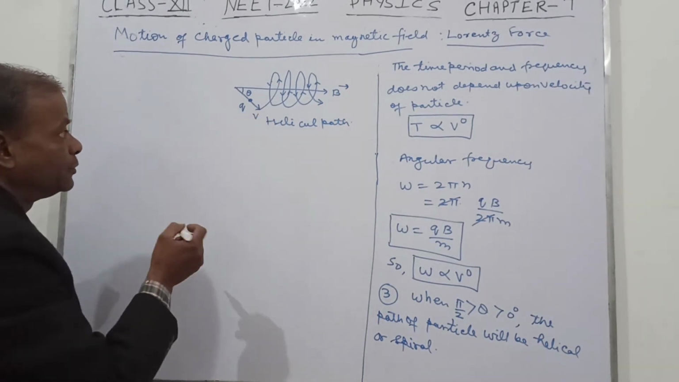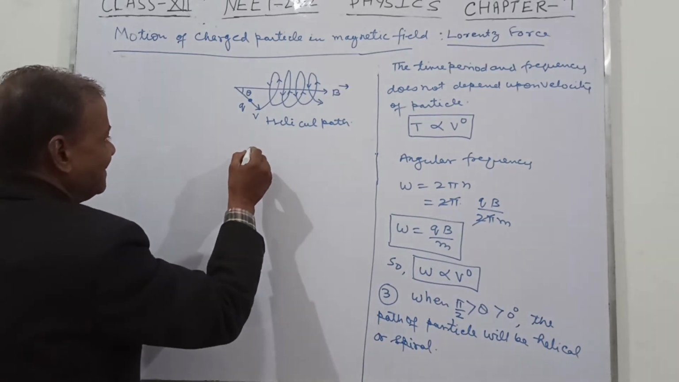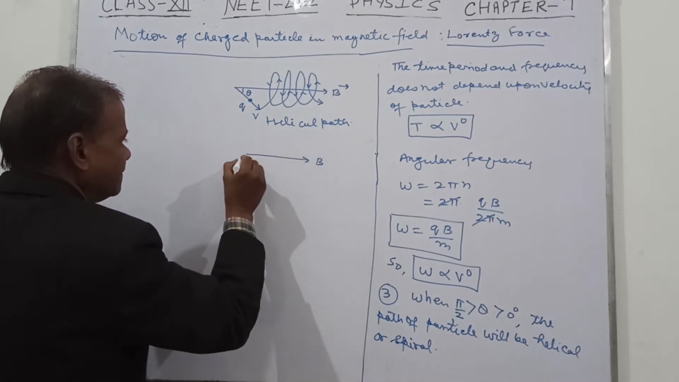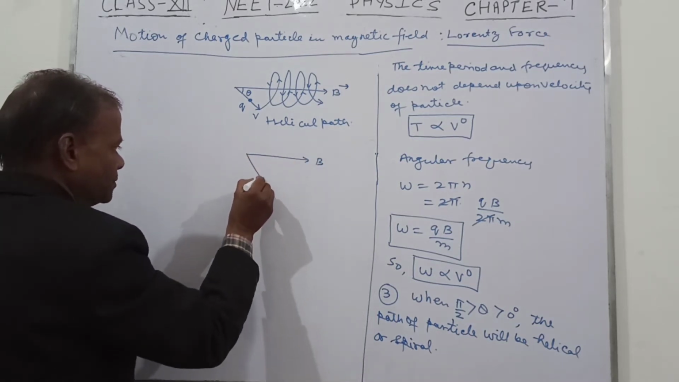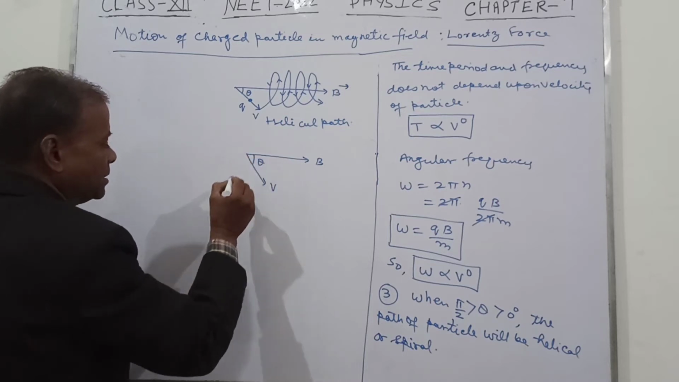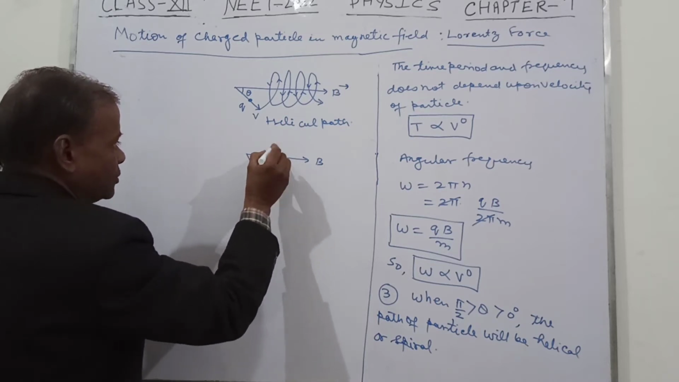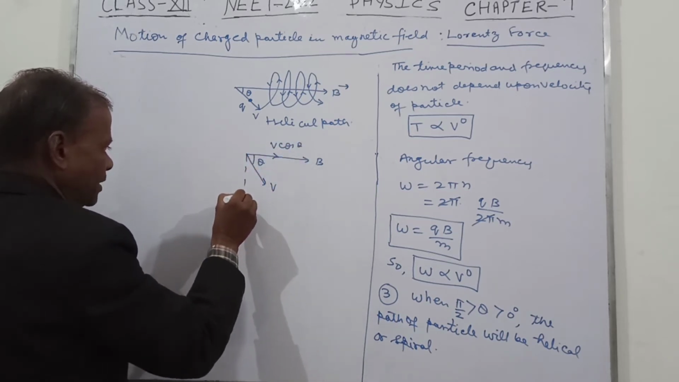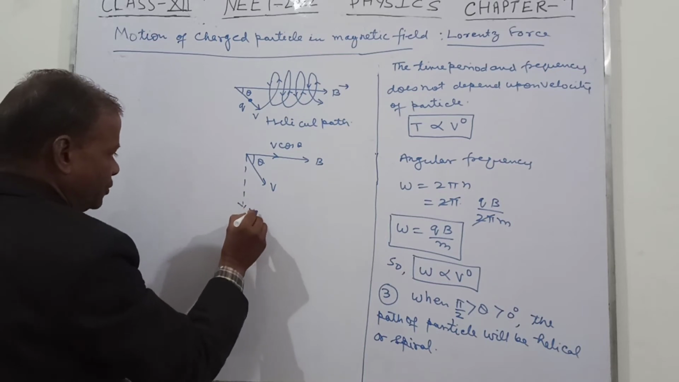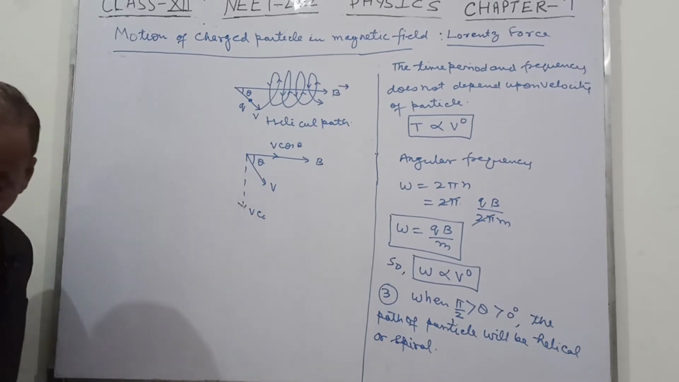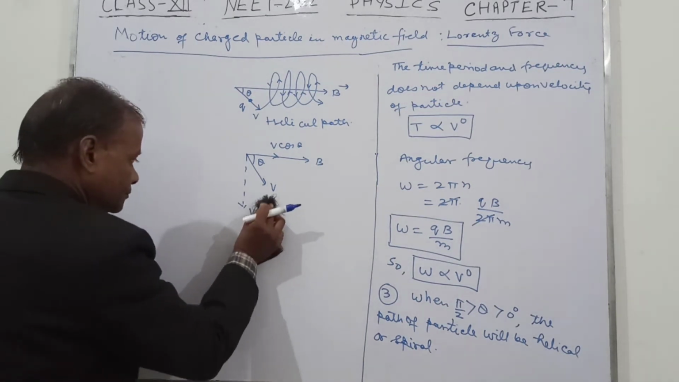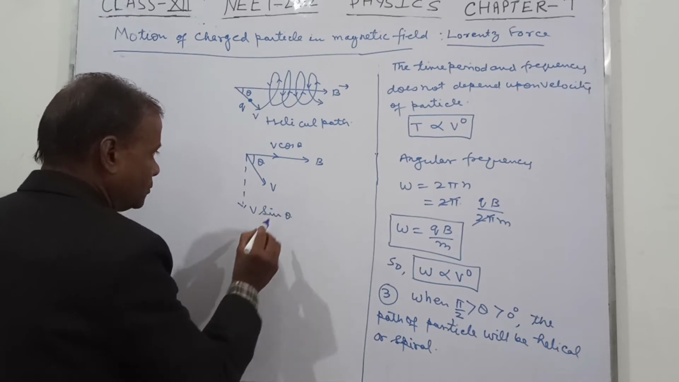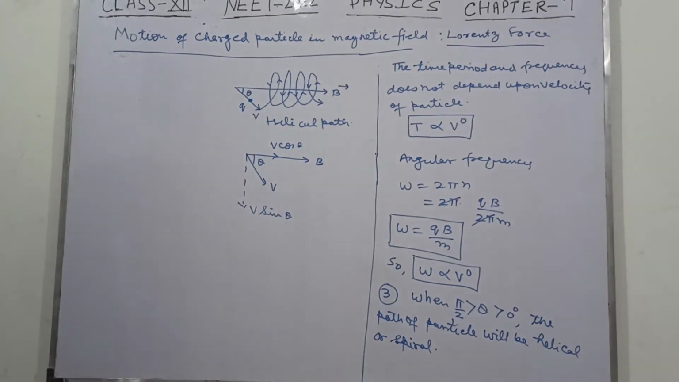Then we can have the two components of velocity. Now this is magnetic field B and this is now velocity. This angle is theta. Then we can have one component along this one. This is now your v cos theta. And another component is like this. This is now your v sin theta. So components of the velocity.